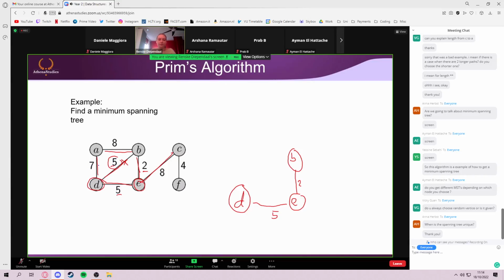So that will be the 7. So we can make it 7 to the A. Okay, then we have 8 or 8. So it shouldn't matter which one we choose, but if we choose this one, we get a cycle over here. So what we do is we pick this 8.